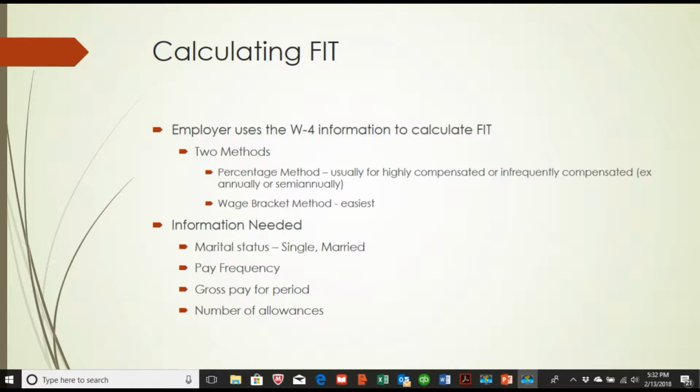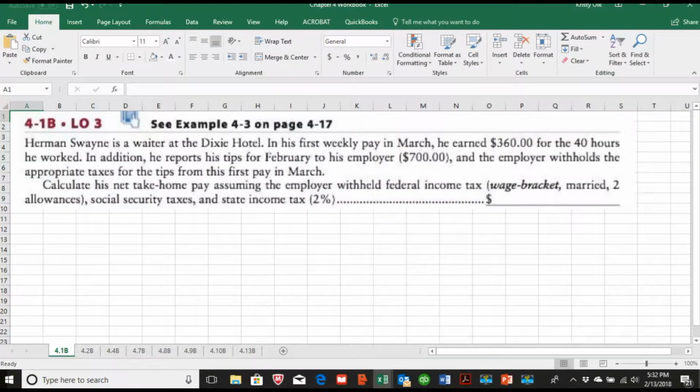Now, to get started, we will actually use my little handy dandy workbook here where I have put in some information. So we have Mr. Herman Swain, who's a waiter at Dixie Hotel. In his first weekly pay in March, he earned $360 for the 40 hours he worked. In addition, he reports his tips for February to his employer of $700. And remember, that has to be done by the 10th of the following month if the employer does not request it more frequently. And the employer withholds the appropriate taxes for the tips from his first pay in March.